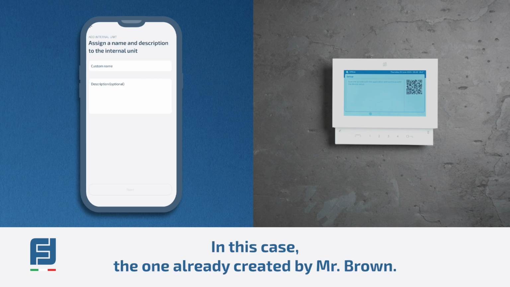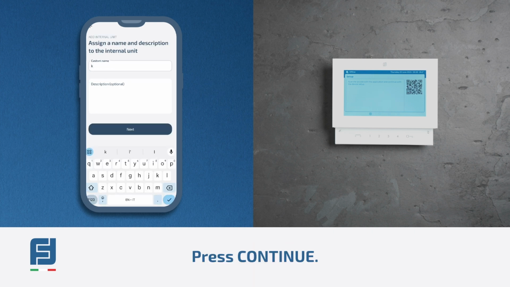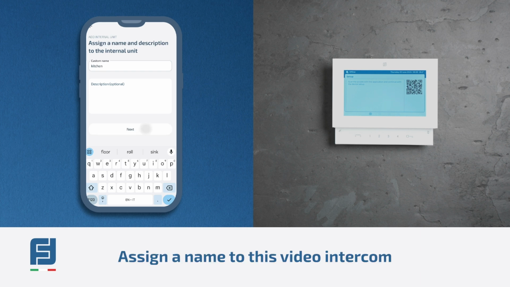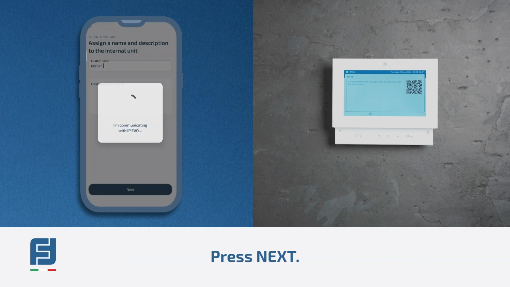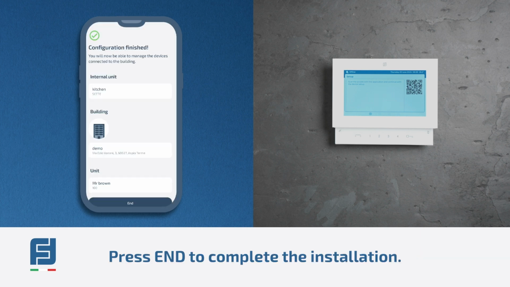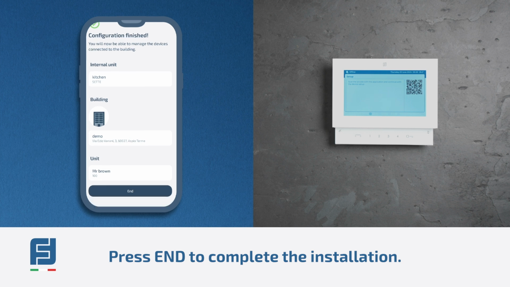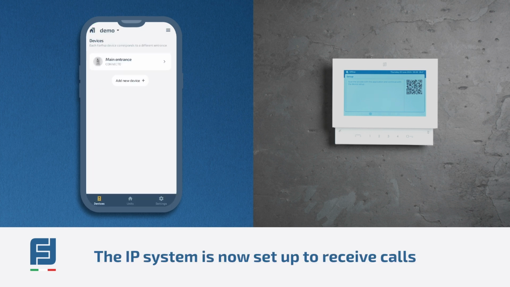In this case, the one already created by Mr. Brown. Press Continue. Assign a name to this video intercom. Press Next. Press End to complete the installation. The IP system is now set up to receive calls.